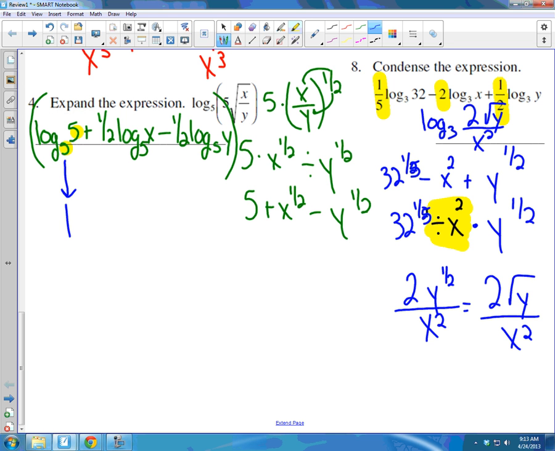And that's your expanding and condensing. And remember, the condensing is going to be really important because you need that for the solving part possibly.